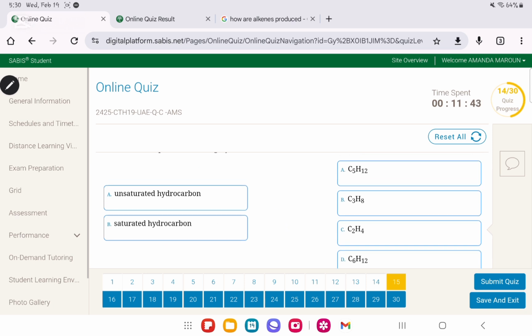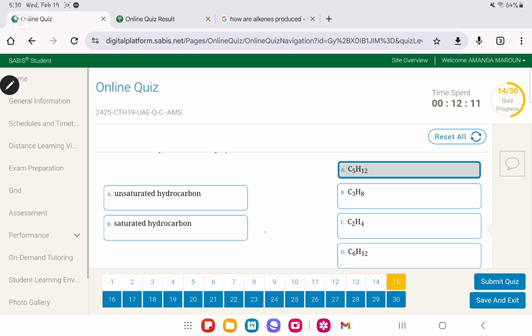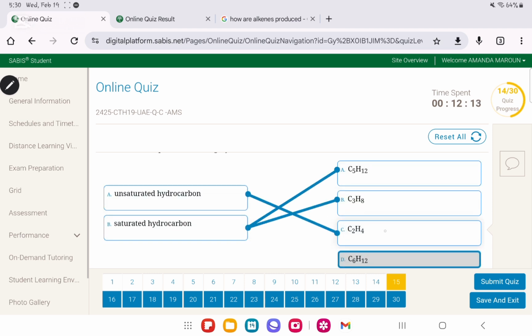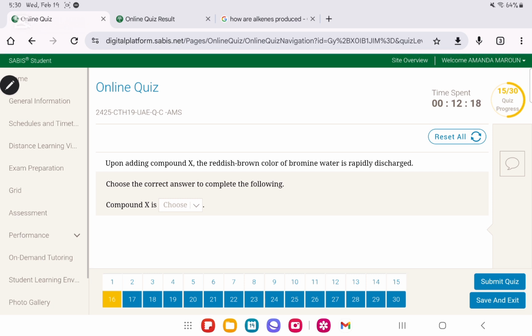So how do we know which ones are alkanes and which ones are not alkanes? You just know that alkanes, their formula is CnH2n+2. So you can see this is an option, and this is also an option, whereas these two are not options. These two are alkenes, because they follow the formula of alkenes, which is CnH2n. So definitely these are saturated and these two are unsaturated. We move on to question number 16.